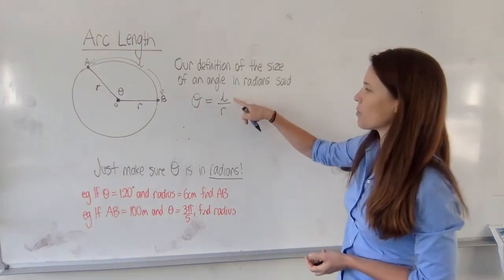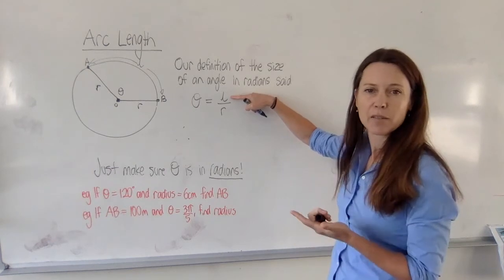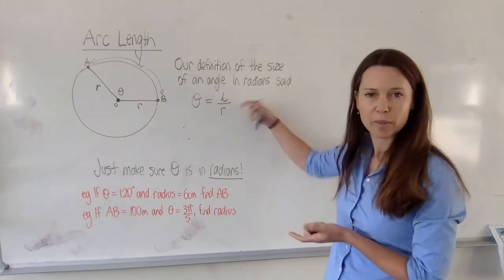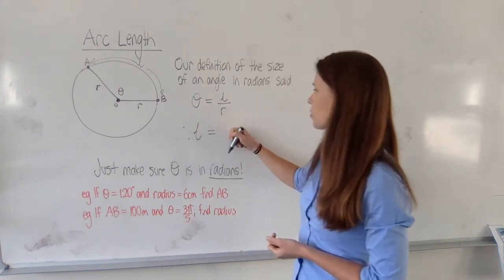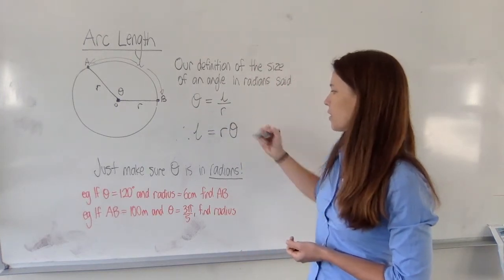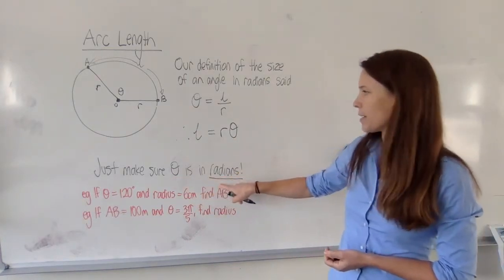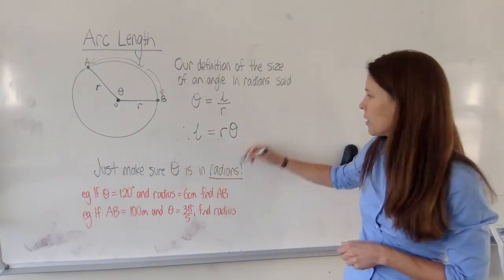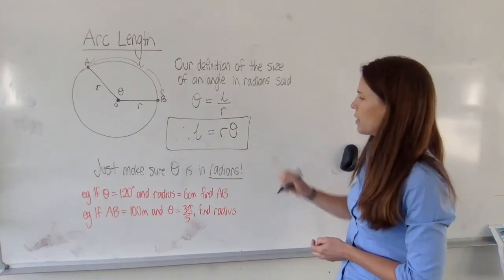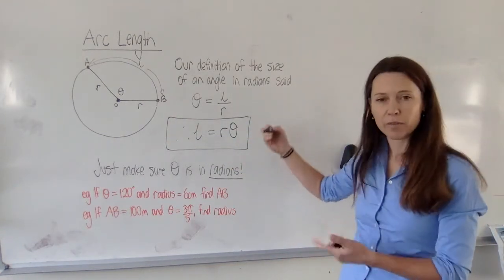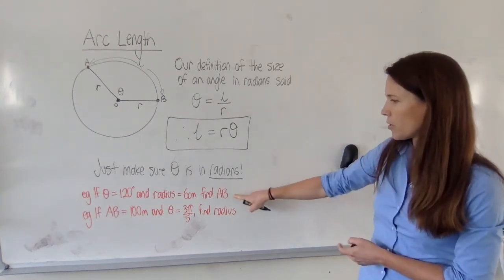So we can now rearrange this really simply to get the length of the arc by itself. All we need to do is multiply both sides by the radius, and we'll find that arc length is equal to radius times theta. But theta must be in radians, otherwise this won't work. So this is an important formula that we need to learn. Put it in a box here. I think this is on our formula sheet, so you can refer to it, but it's a handy one to know. So let's look at how we use this.